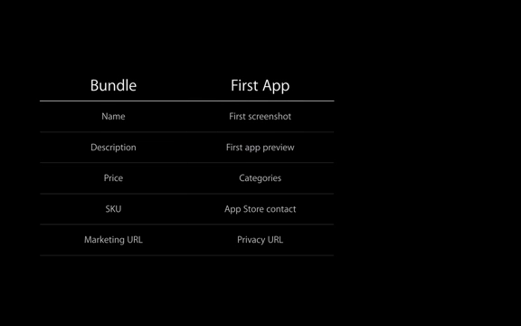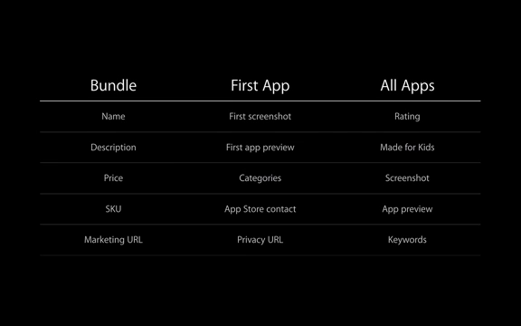And then we have this information that comes from the first app. It was that key app, the first app for this bundle. So the first screenshot will come from that app. The first app preview that you see in the App Store will come from that app. The categories of your bundle will match that of the first app. And the App Store contact information, the app review information, all of that will be pulled from the first app as well as the privacy URL.